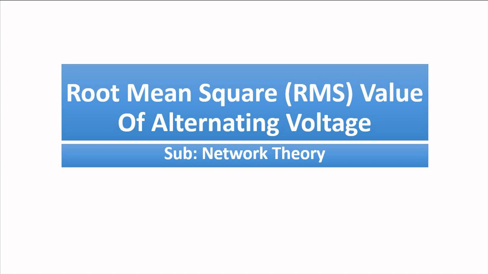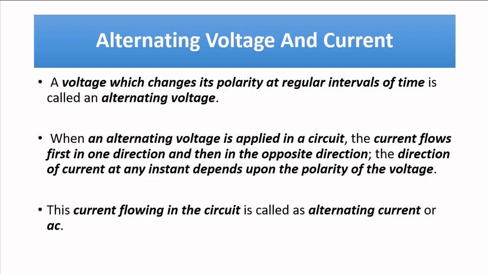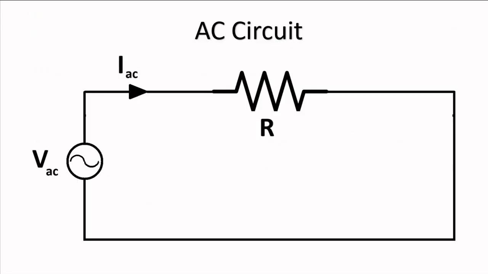So the basic definition of alternating voltage and current we know. Alternating parameters or alternating quantities vary with respect to magnitude and direction. Magnitude changes continuously and direction reverses periodically with respect to time after a certain fixed interval of time, which is called the time period. The application of an alternating voltage to a circuit results in the flow of an alternating current.